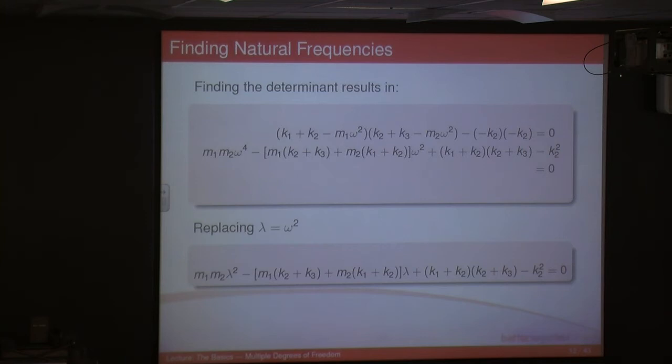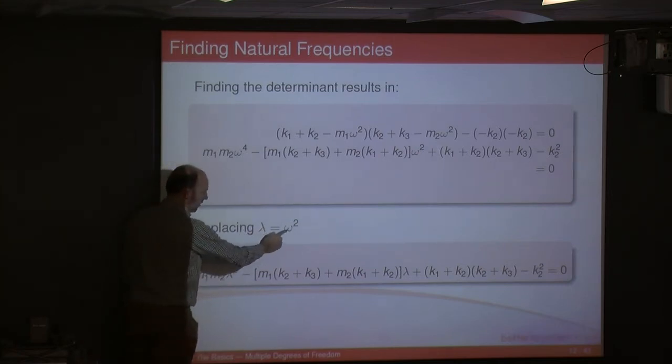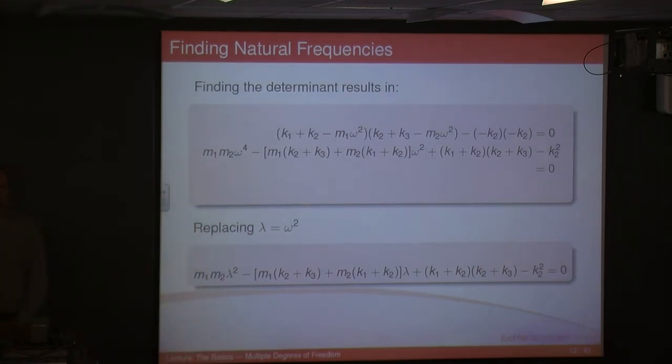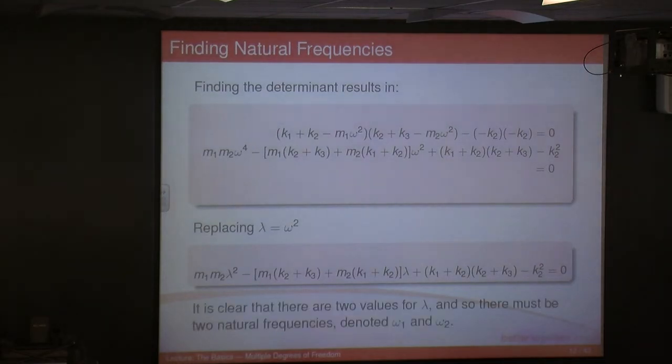And it's quite clear that lambda will have two terms, and each of those will relate to natural frequencies, because lambda 1 and lambda 2 will equal omega 1 squared and omega 2 squared. You can then solve for the natural frequencies to find omega 1 and omega 2. There are two values: it's a 2 degree of freedom system, so there'll be two natural frequencies. A 3 degree of freedom system will have 3 natural frequencies, a 4 degree of freedom system will have 4 natural frequencies, and so on.